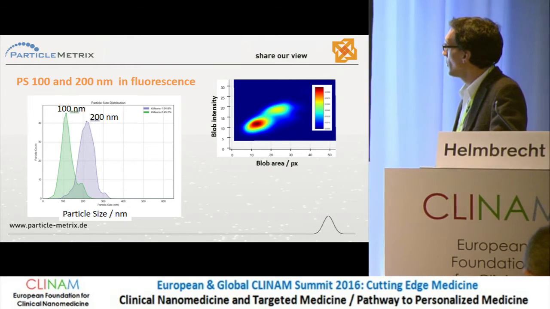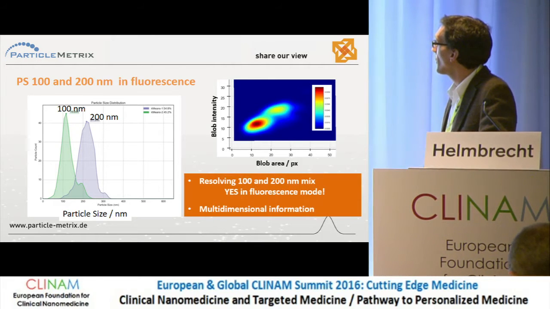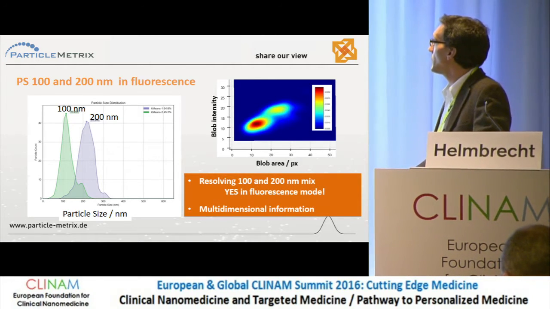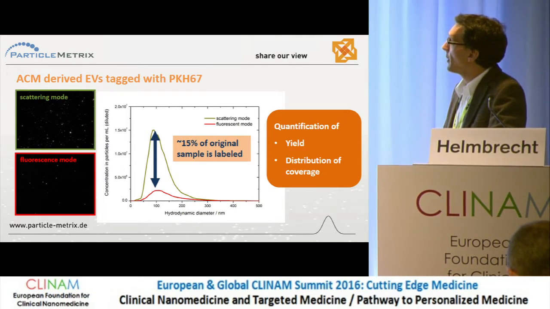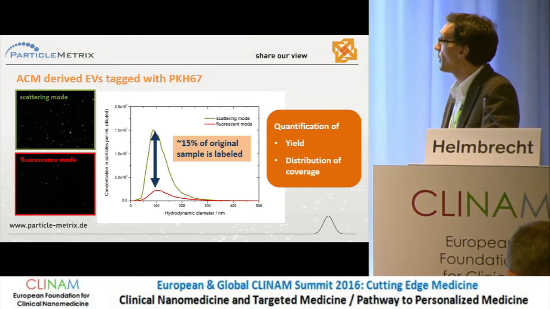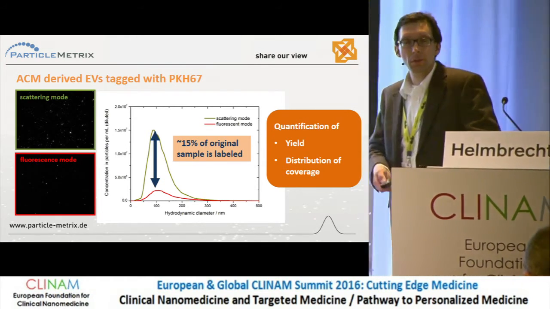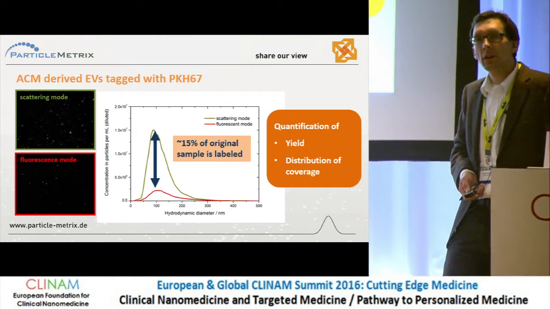So there is resolution because we make use of a lot of the dimensions you have in an image. So there is resolution of 100 and 200, and you have a lot of information which you can make use of. This is an example for ACM-derived extracellular vesicles tagged with the dye PKH67. And by doing that, you really get an idea that not all of the particles you really see are vesicles.